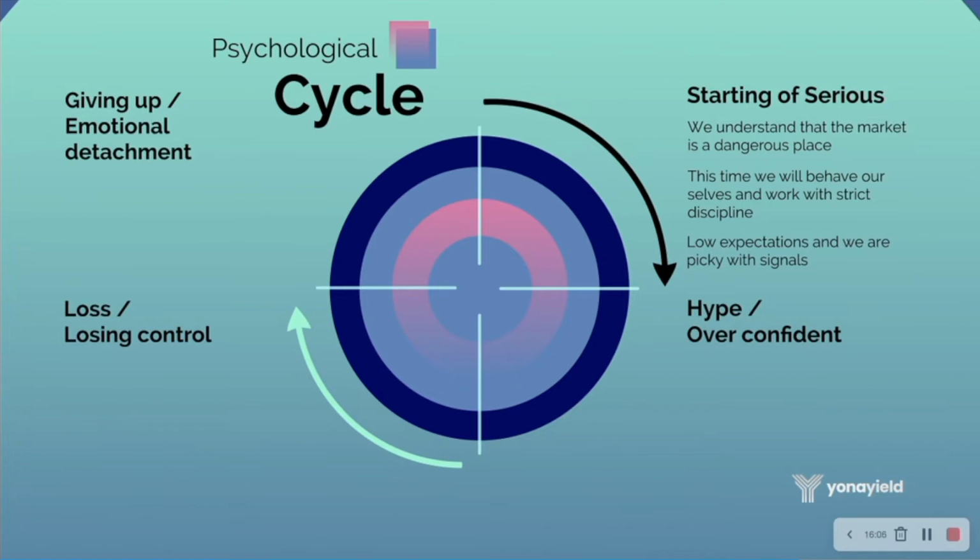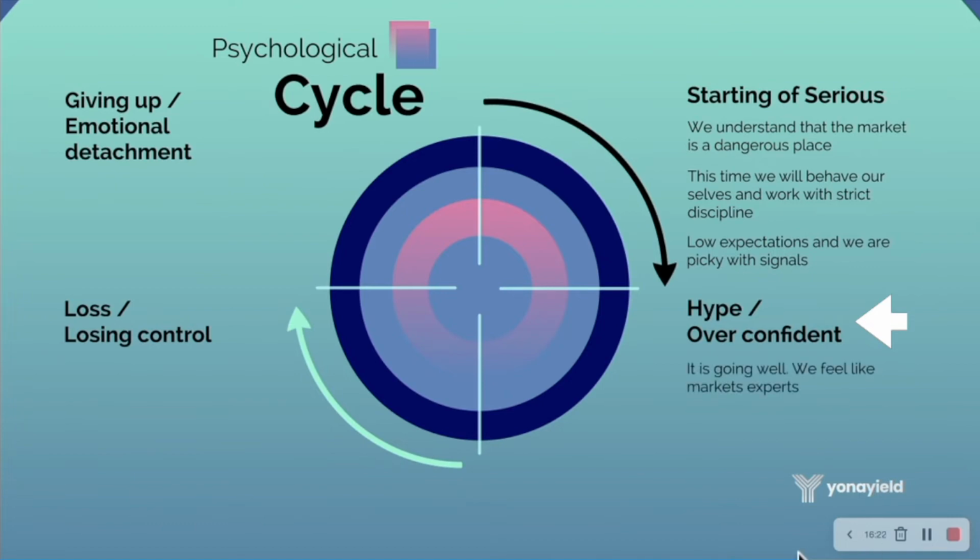Okay, so what happens after this? There are two scenarios. We go either in a drawdown and then we are right here actually already at loss and losing control, or normally we have a step in between because we are very serious here, so we get into winning and then hype and overconfidence is coming.